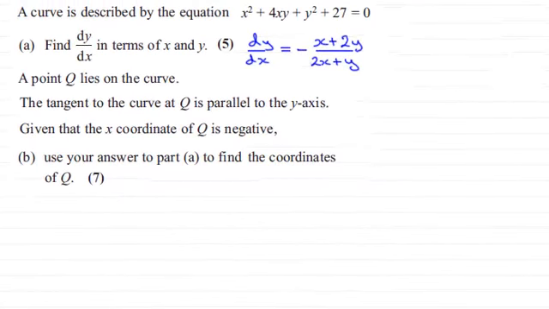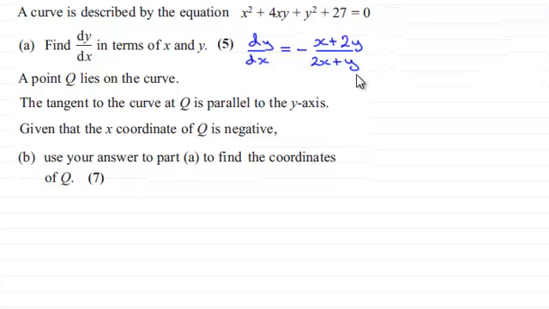Hi there. Before I start part B of this question, just to recap if you didn't see part A, we had this curve described by the equation x squared plus 4xy plus y squared plus 27 equals 0. We were asked to find dy/dx in terms of x and y, and the answer was dy/dx equals minus the fraction (x plus 2y) divided by (2x plus y).